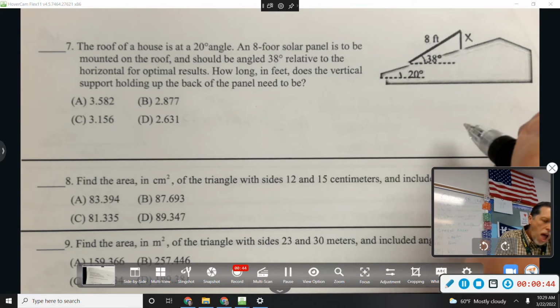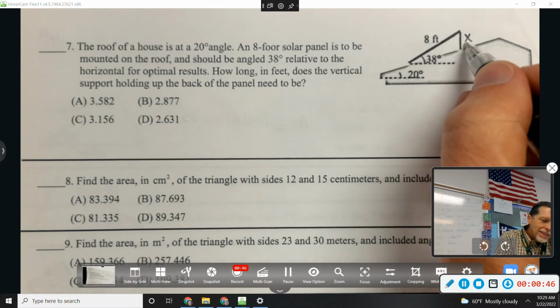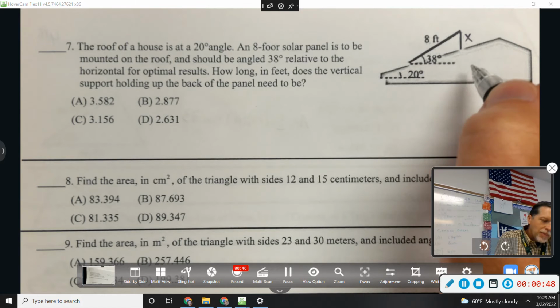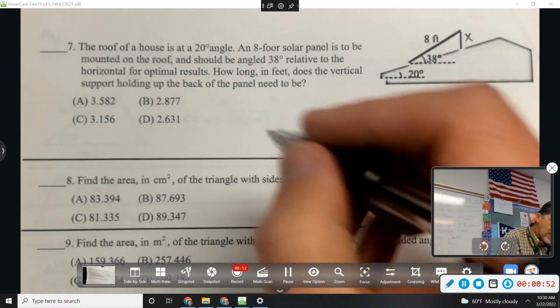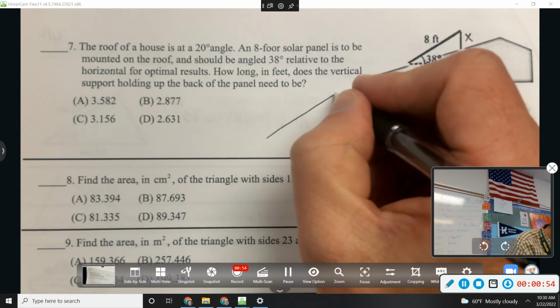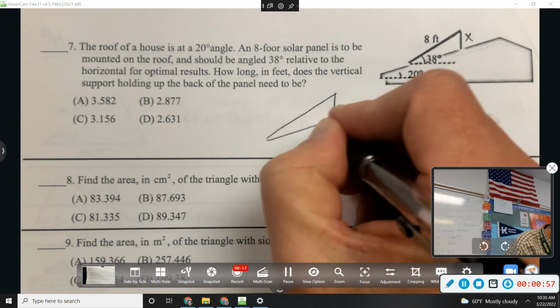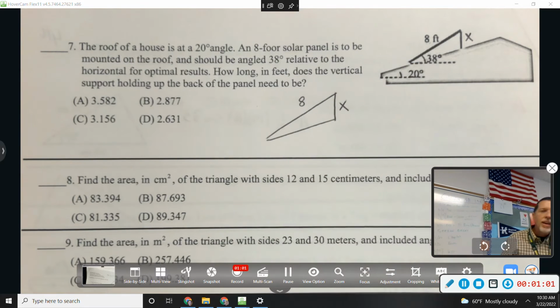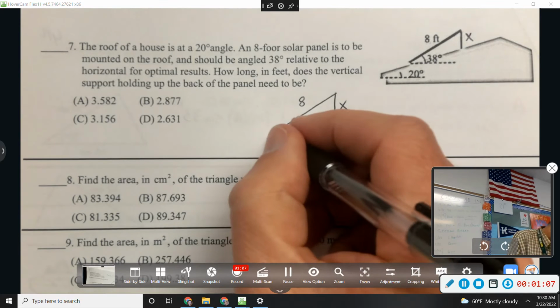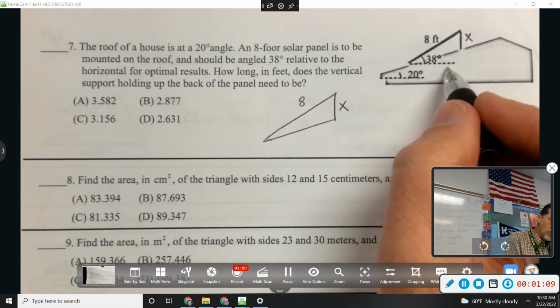So, that's 8. This is 8. How about this? And I'm going to redraw this triangle because there's too much going on the page. This is what we're looking for. This is 8. I need some angles in there, though. Well, it's 38 to the horizontal, though.